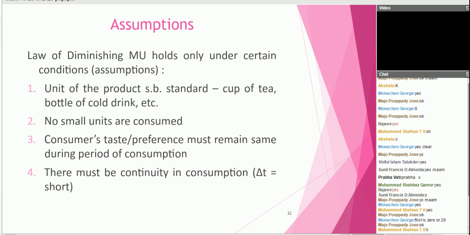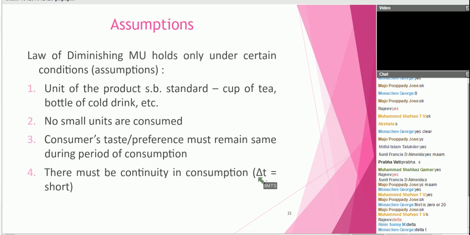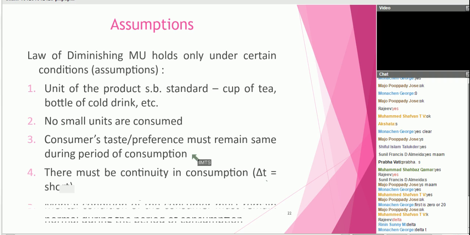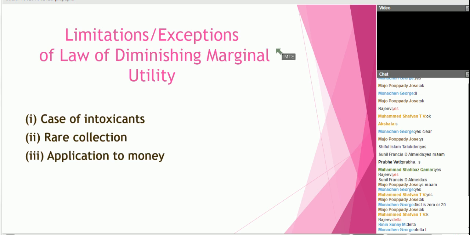What does this mean? How do you pronounce this? Yes, Renan, it's delta. It's delta t. Delta t means the change in time. So change in time means the time period which is under consideration. It should be a very short time period. It shouldn't be a long one. The mental condition of the consumer remains normal. That is a very absurd type of an assumption.